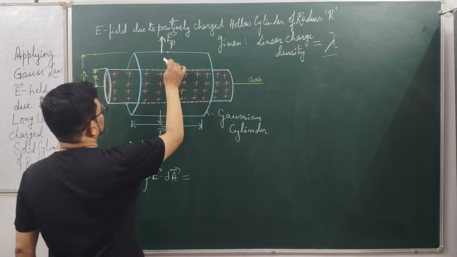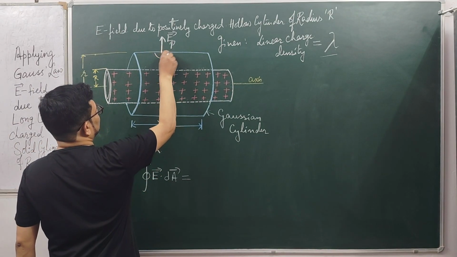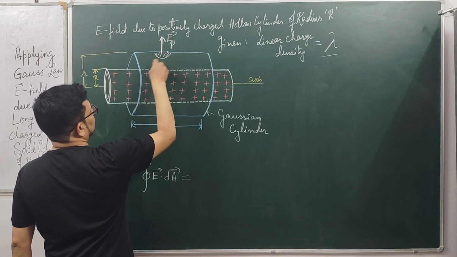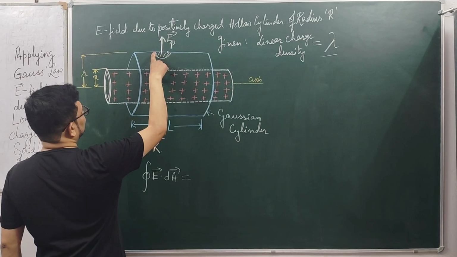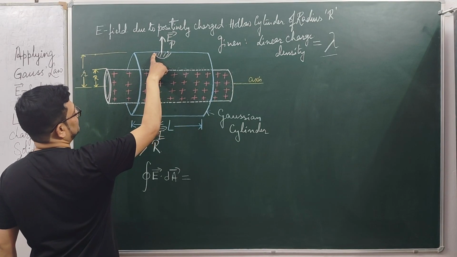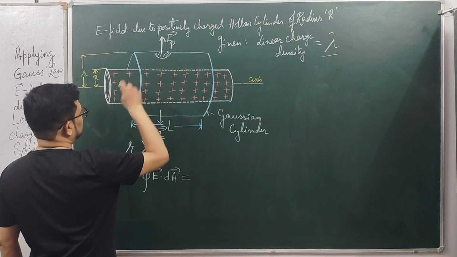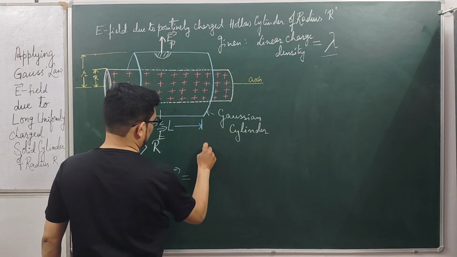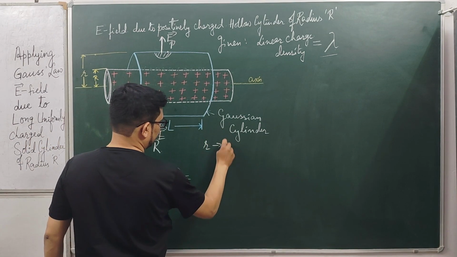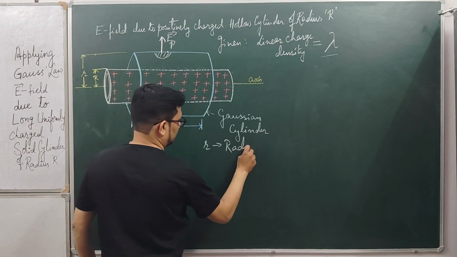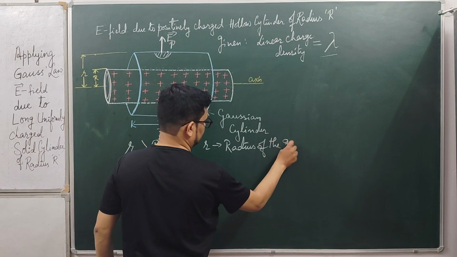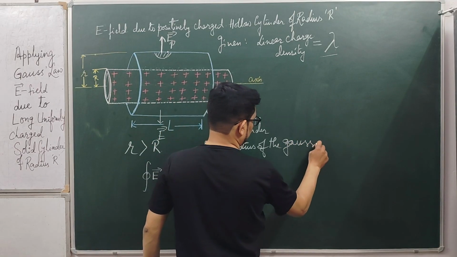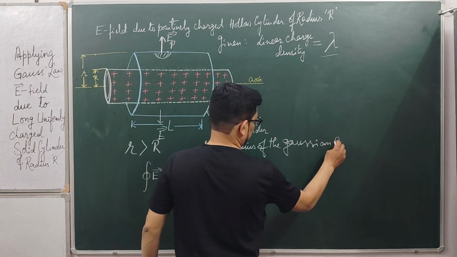If you take dA, which is the elemental area on this curved surface anywhere, and we have taken the radius of this Gaussian cylinder that we have assumed as small r. So here we can write r, we have taken as the radius of the Gaussian cylinder. This is what we have assumed.